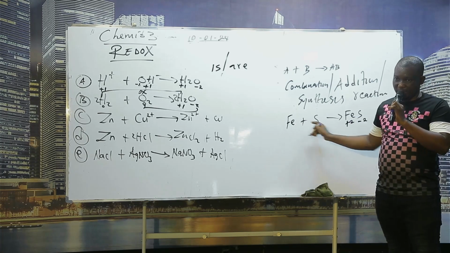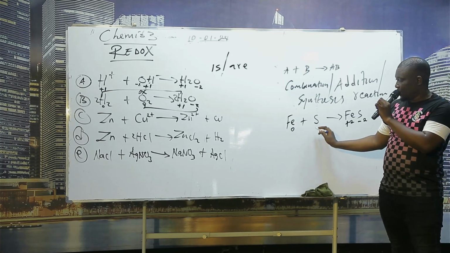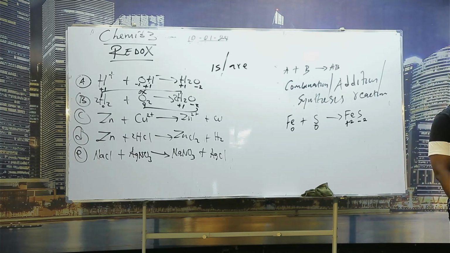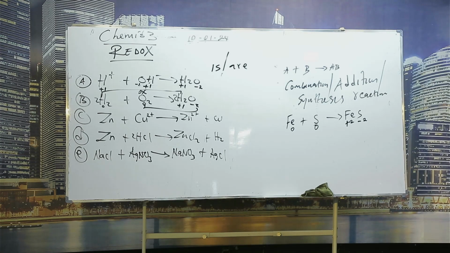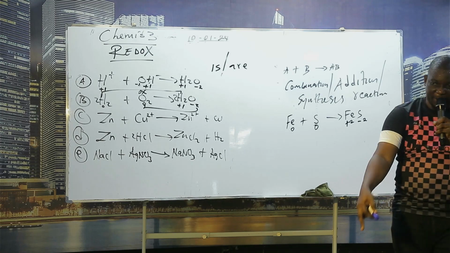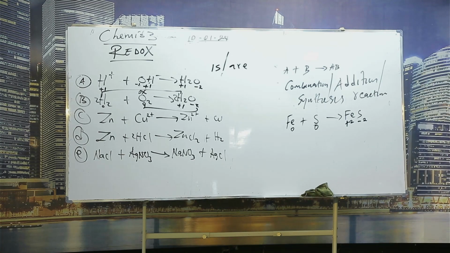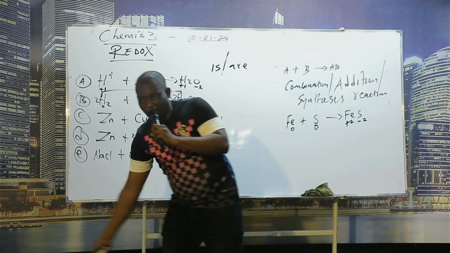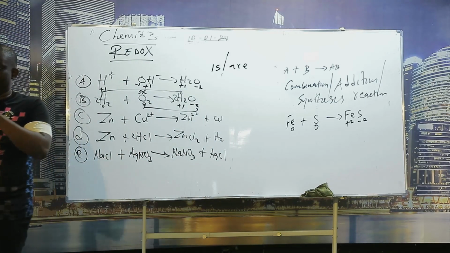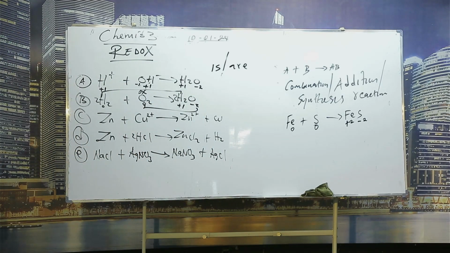But both of them are already in atomic state, so both of them are 0 and 0. Is it redox or not redox? Redox. What type of reaction is this? Synthesis, combination, or addition. Here, you added sulfur to iron. It forms a compound. You combine iron with sulfur, you form iron(II) sulfide. You synthesize iron(II) sulfide by reacting iron and sulfur.